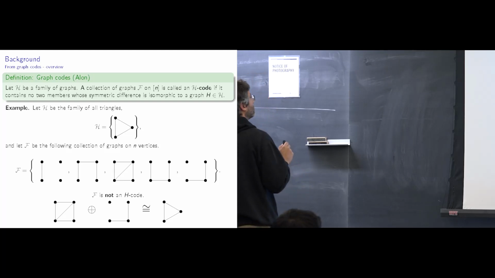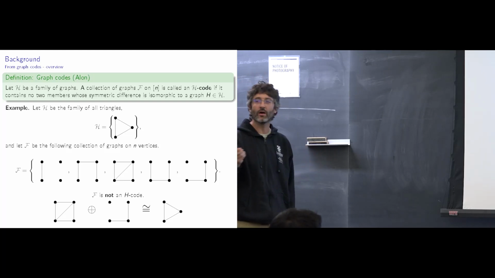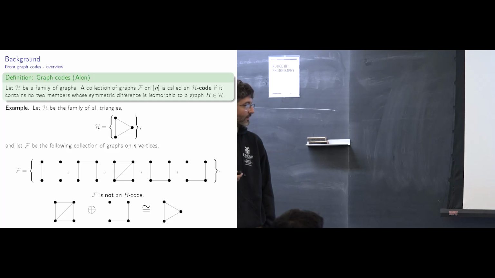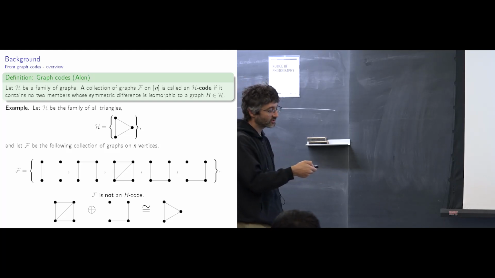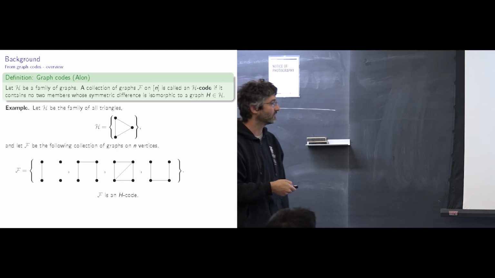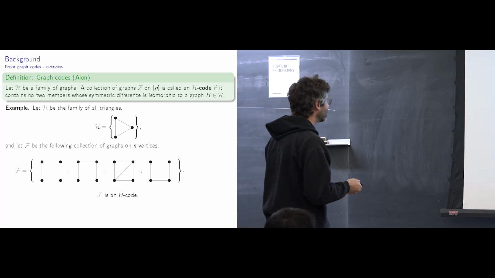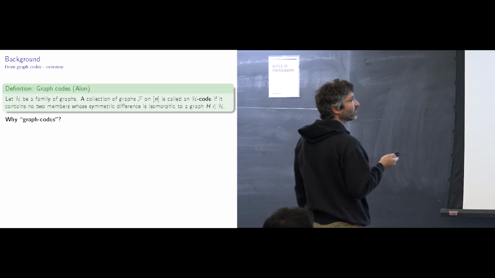So it's a bit not standard if you've never seen it, but there's a reason why we look at these quite often now. So that's what we call, that's not an H code, and that's an H code. And why do we call these graph codes?